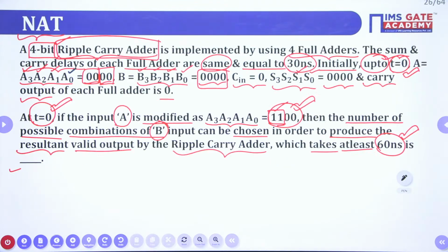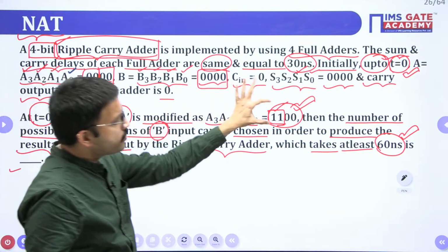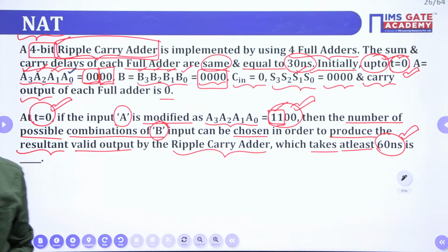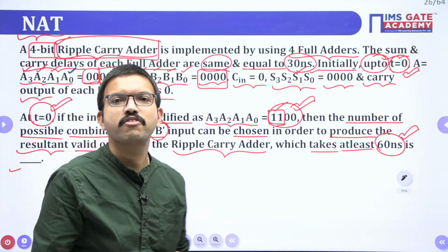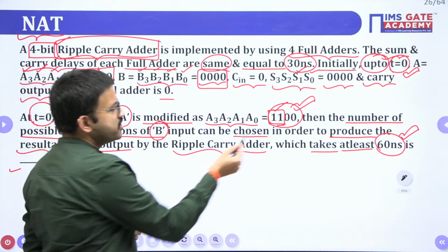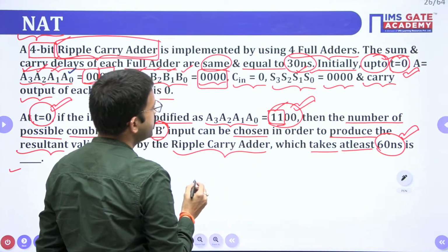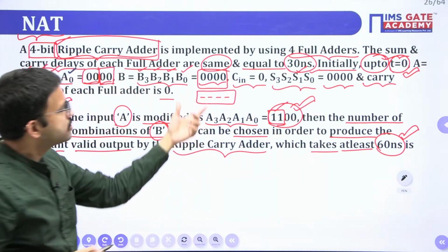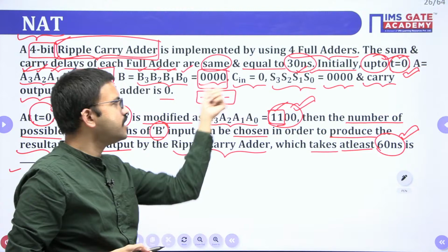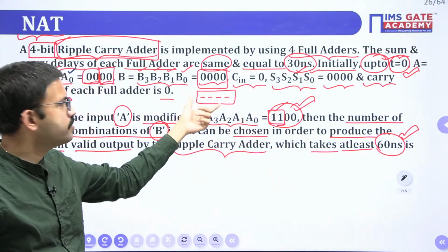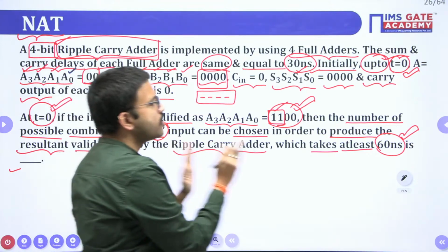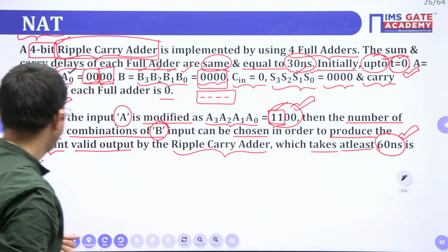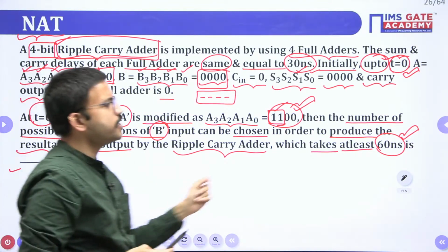See here, A input they have fixed to 1100. Yes, very good, Saptak. Now they are asking regarding B inputs. Regarding B input, since you are having 4 bits, in general you will get 16 combinations. Now let us consider all the 16 combinations one by one regarding B, whereas for A, this value remains same. And we'll see for which combinations you are getting output as valid.